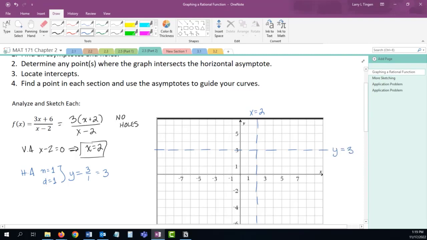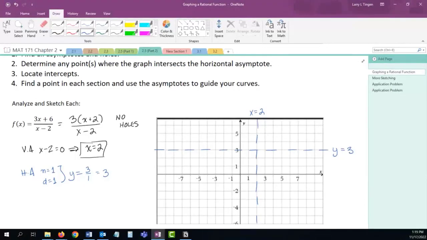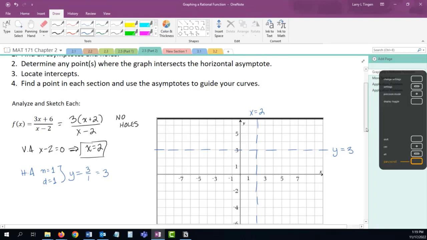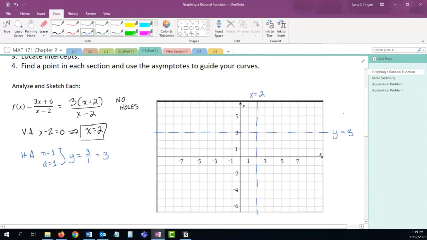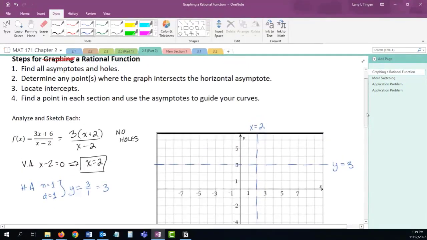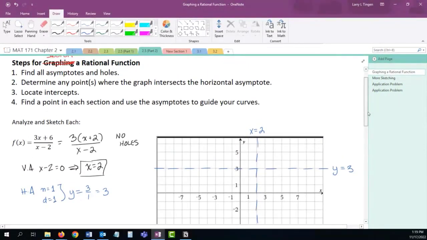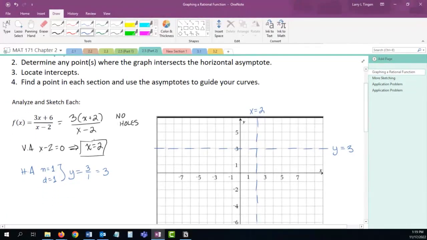Okay. Now, I'd mentioned just before that we have sections. Vertical asymptotes split up my graph into its sections. So I have a section that's to the left of x is 2, and I have a section to the right of x is 2. So let's see if we can find any more points. If we do, then we really don't have to worry about finding points in all the sections. So that's part 1 done.